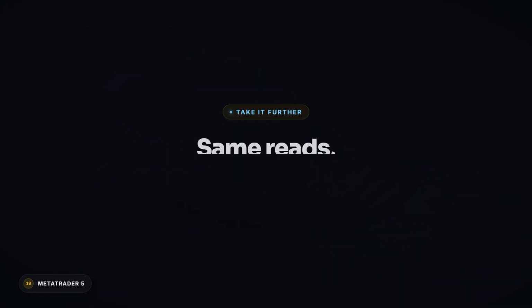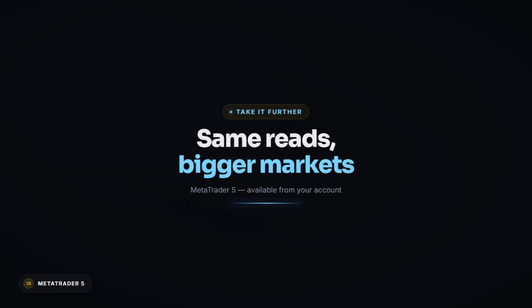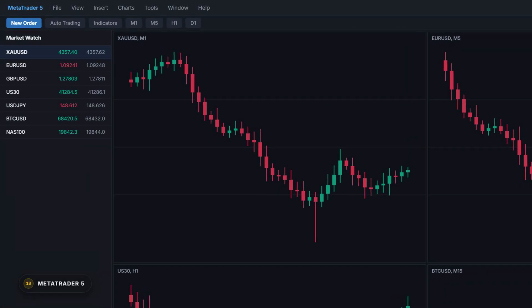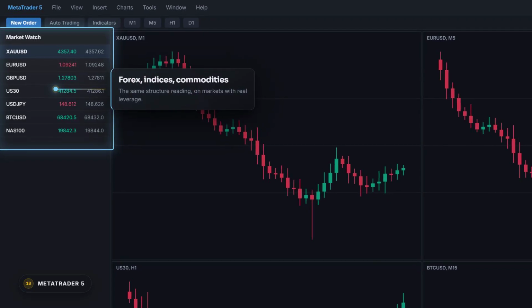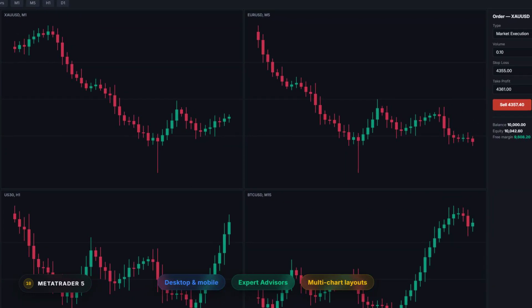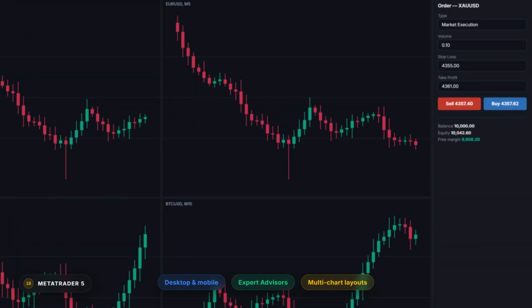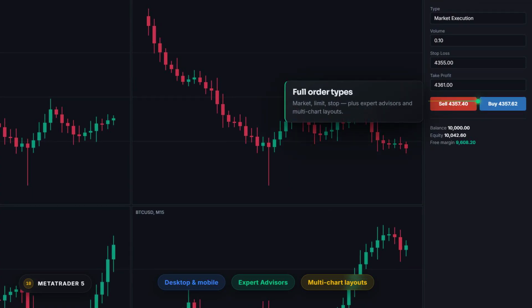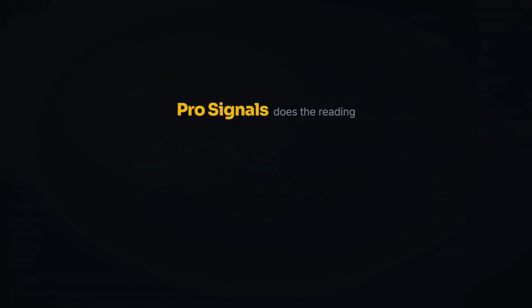One more thing. If you want to take these same smart money reads onto Forex, indices, or commodities with real leverage, MetaTrader 5 is available from your account. Same market analysis, same structure, but with full order types, expert advisors, and multi-chart layouts on desktop and mobile. Practice the signals here, scale them there. Pro Signals does the reading, multipliers do the leverage.